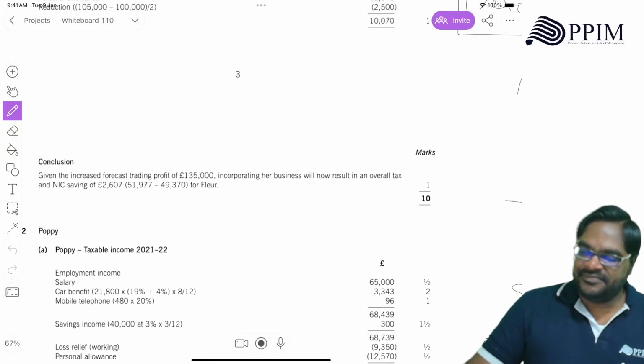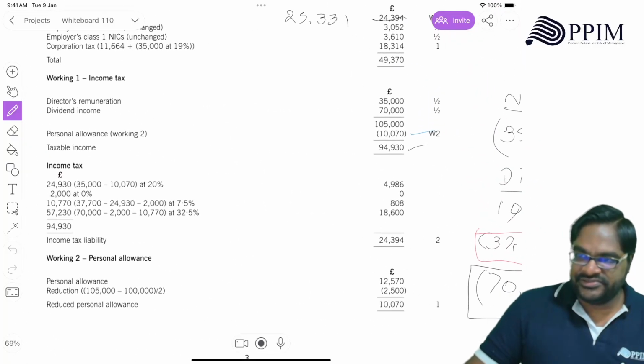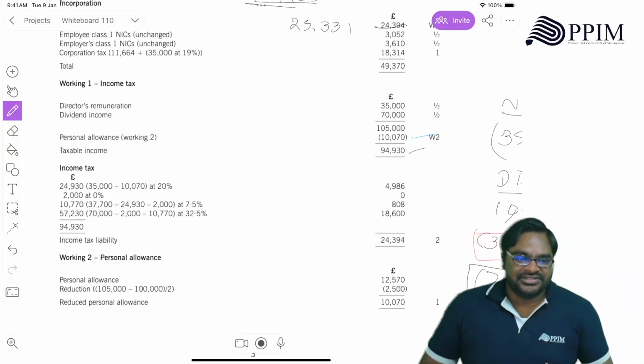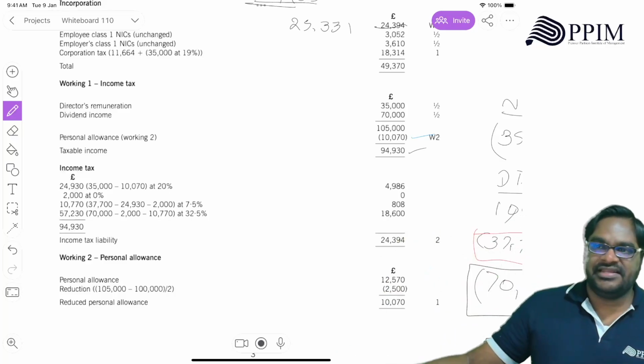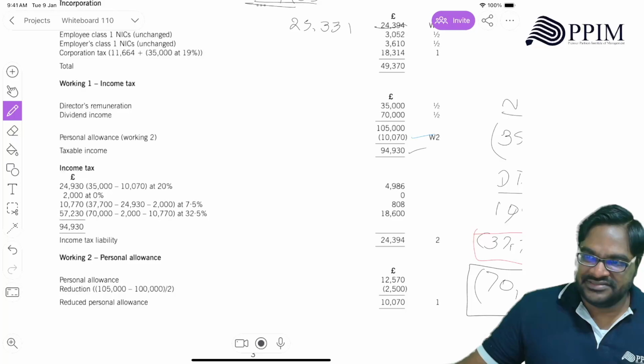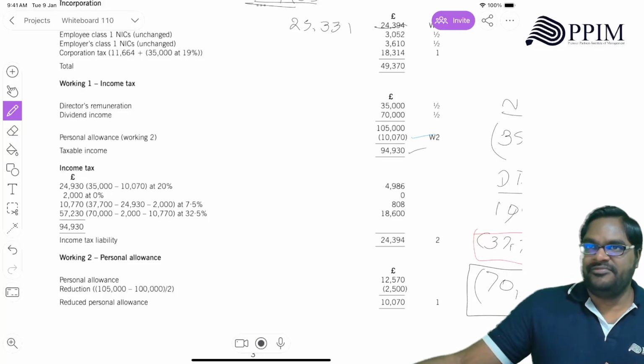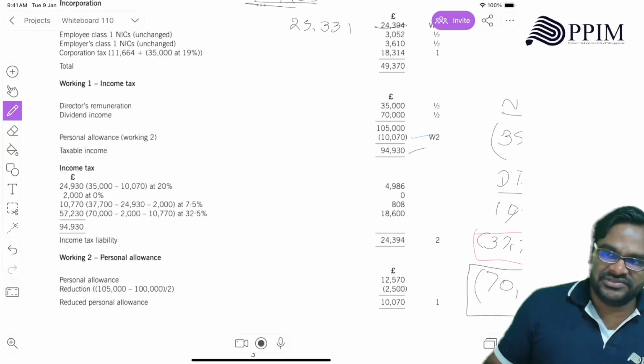Employee is the one who has to take the cost, no? Yes, it's nothing to do with the company. Company is just deducting it from the salary and remitting that. Clear? We are good? Employer is paying on behalf of you, no?